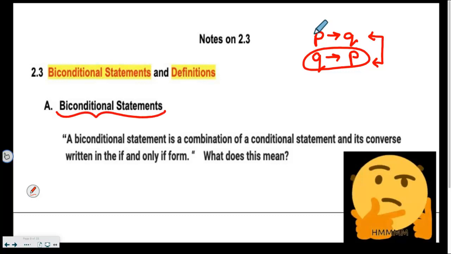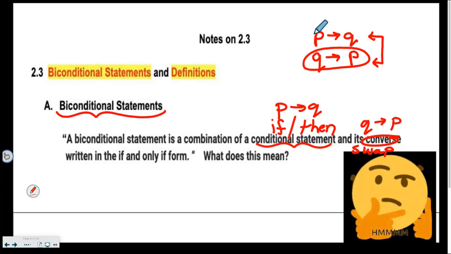So I Googled it and gave you the definition from Wikipedia. It says a biconditional statement is a combination of a conditional statement. Let's go ahead and say what we know about a conditional statement. That is the original if this, then that statement, or the P implies Q statement. And its converse. Let's take that word from yesterday. That's the swapper. So that would be Q implies P, written in the if and only if form.